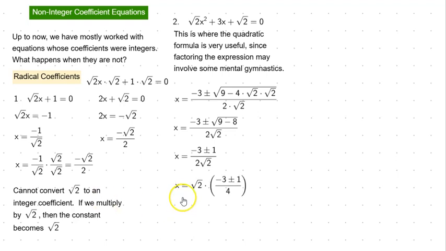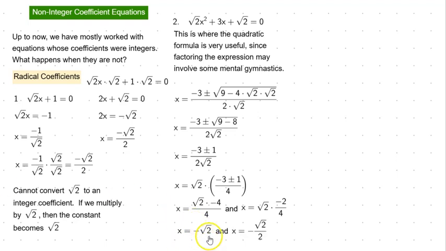Simplifying it, we get x equal to root 2 times (minus 3 plus or minus 1) divided by 4. And splitting it, we get x equal to root 2 times minus 4 by 4 and x equal to root 2 times minus 2 by 4.